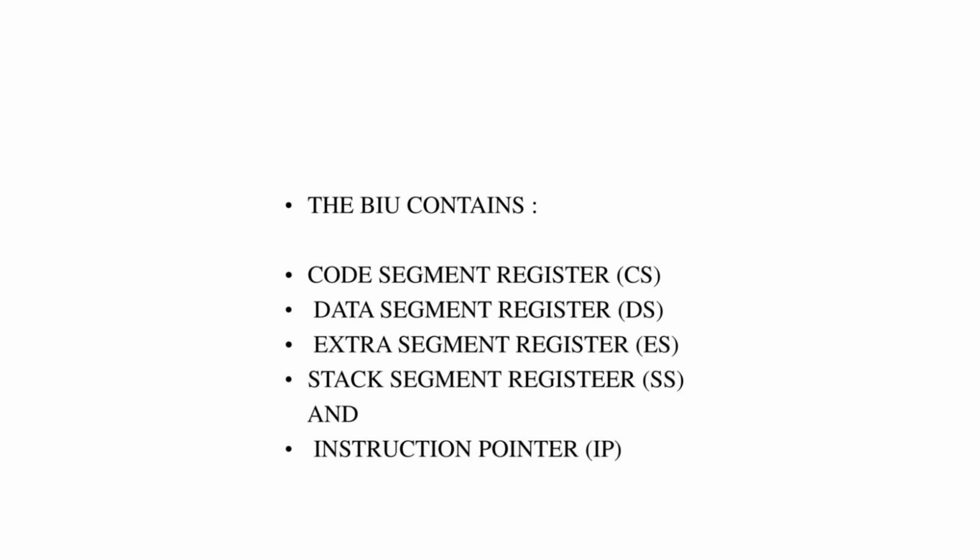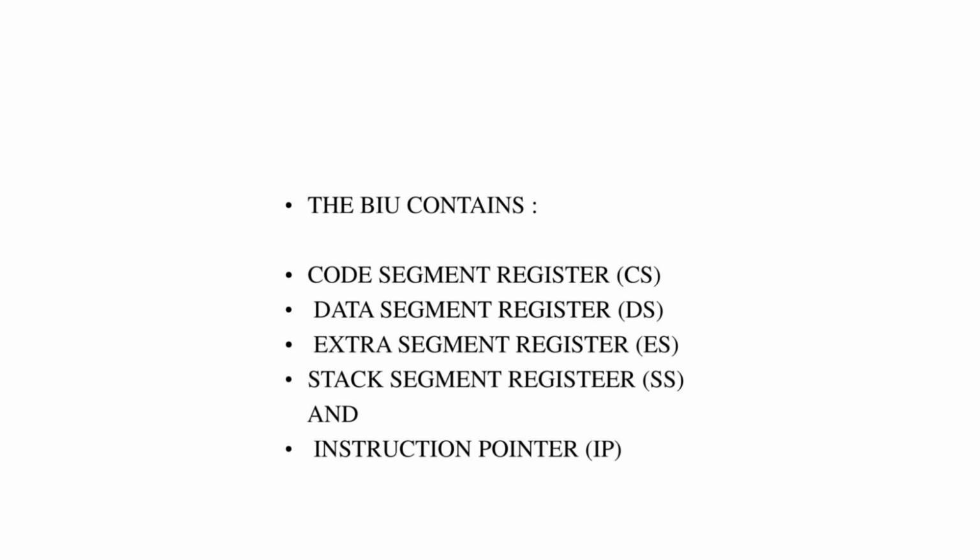Then come back to the architecture. Already we have seen the address conversion mechanism and how it is done to get a 20-bit physical address. Already I told you the bus interface unit consists of the code segment, data segment, extra segment, and stack segment, and we have already seen their purpose. Also, it consists of the instruction pointer. The instruction pointer is used to point to the next instruction address that the assembler has to execute. It will point to the next address of the instruction.